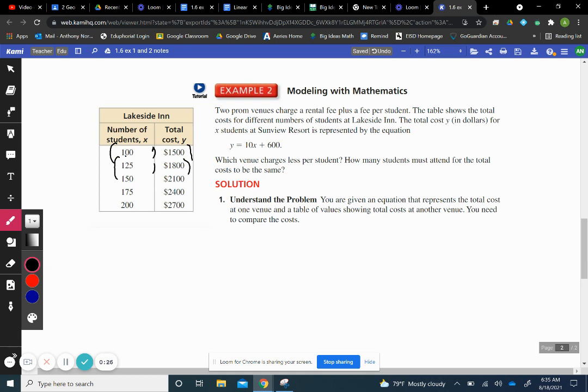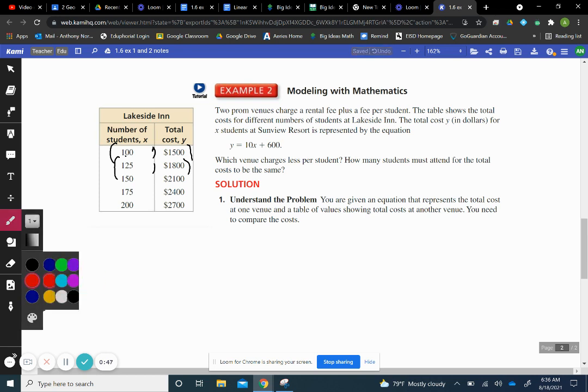I'm going to show you how to do this by hand. If you remember how to do this by calculator, you can do so. So what is the question asking us? Two prom venues, that means locations, charge a rental fee plus a fee per student. The table shows the total cost for different numbers of students at Lakeside Inn. The total cost Y in dollars for X students at Sunview Resort is represented by the equation below.